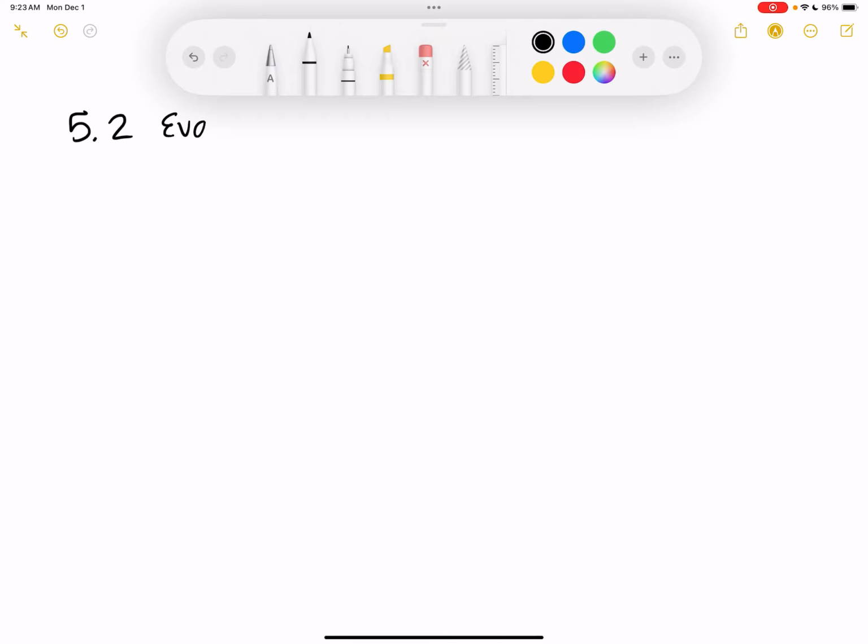5.2, evaluate and graph polynomial functions. That looks very weird.